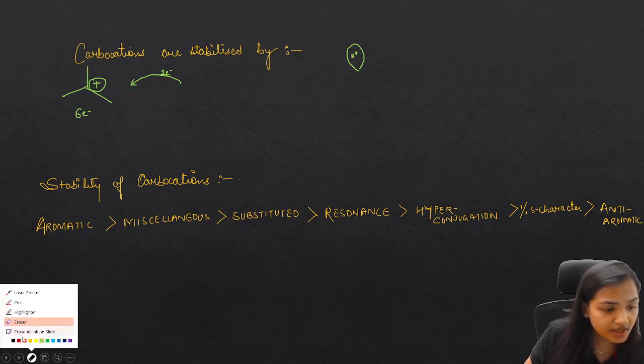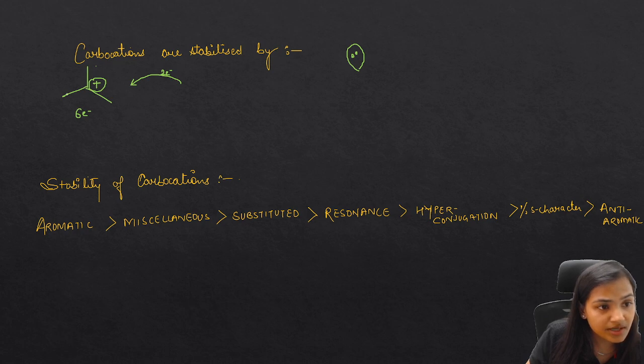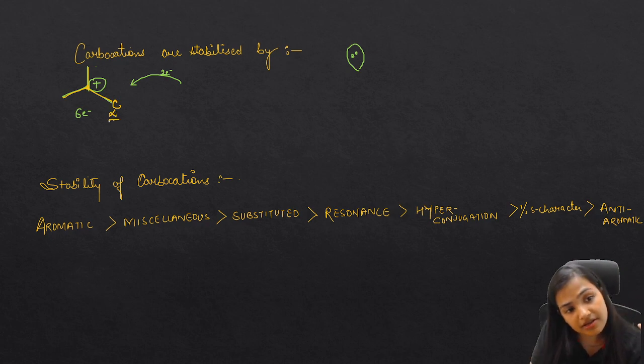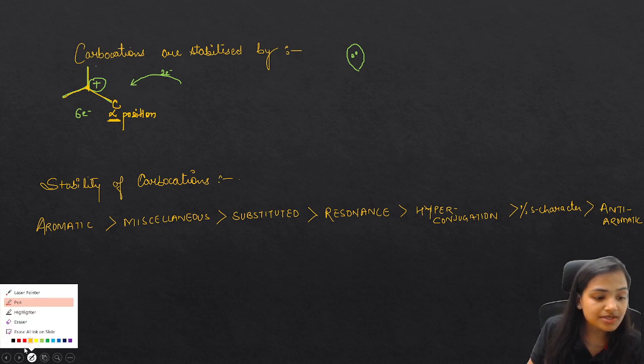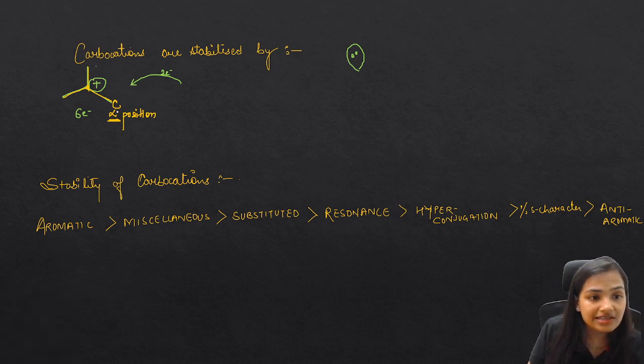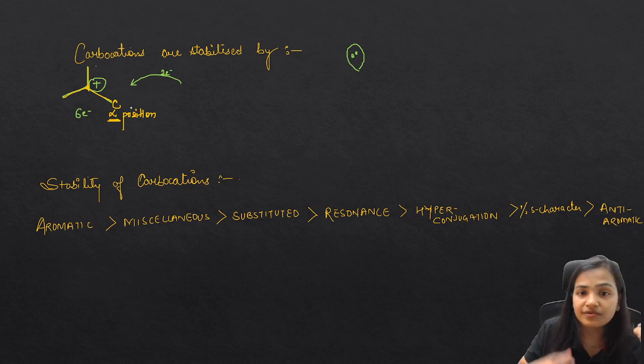Let's say this is my carbocation, and this is the alpha carbon. For this carbocation, this is the alpha position. At this alpha position we have to look at what we have. Alpha position is basically the nearest neighboring atom, so at this nearest neighboring atom we have to see what we have.